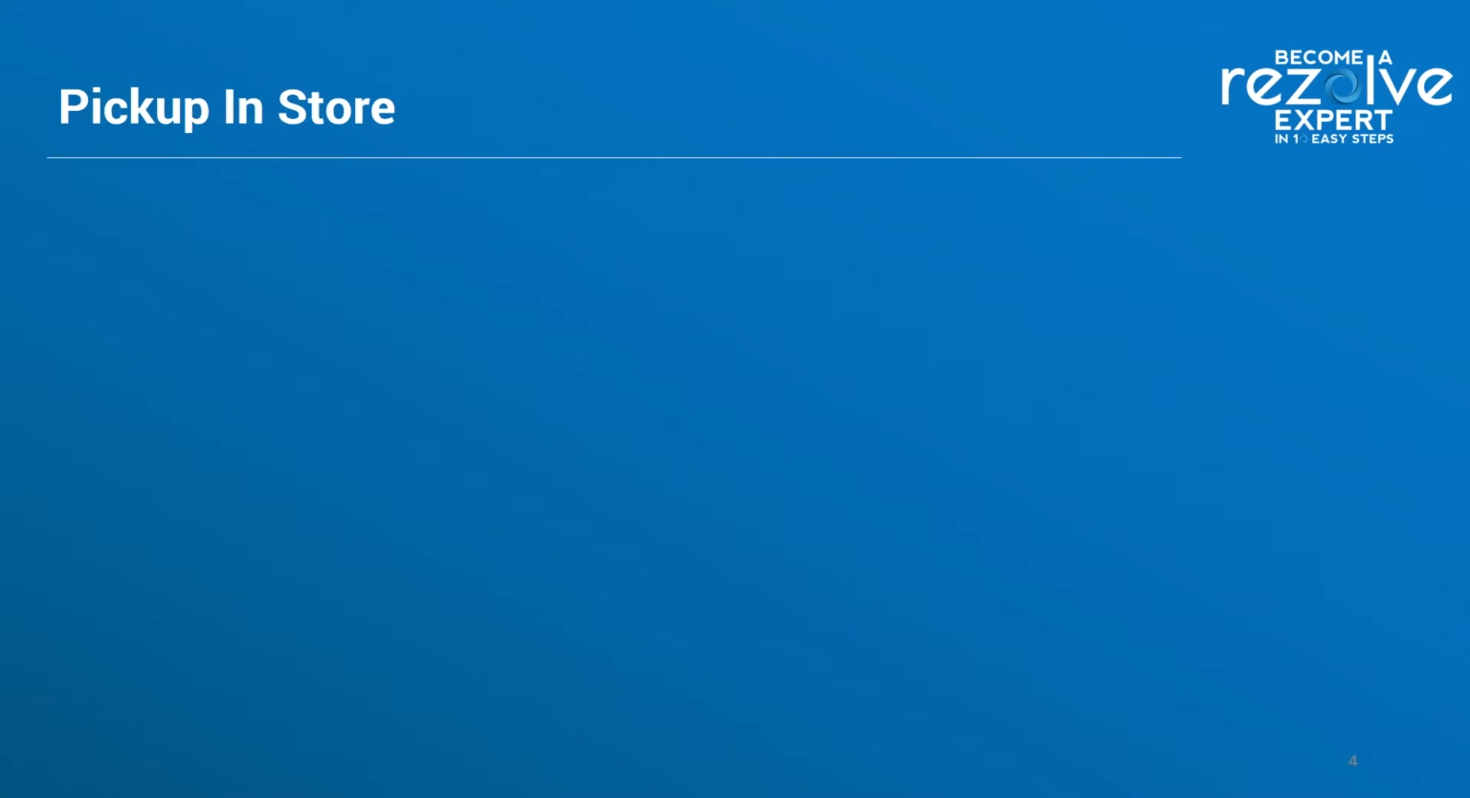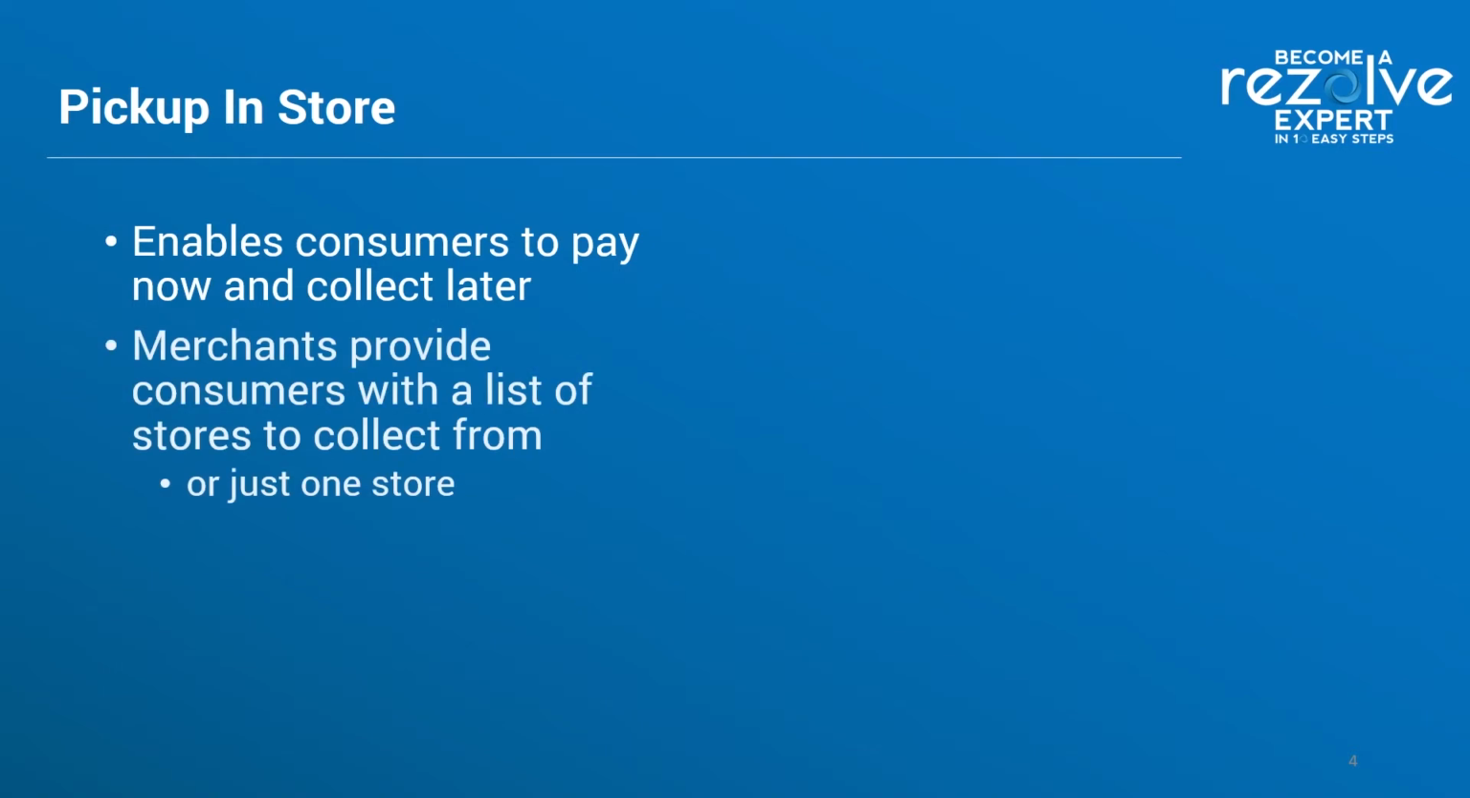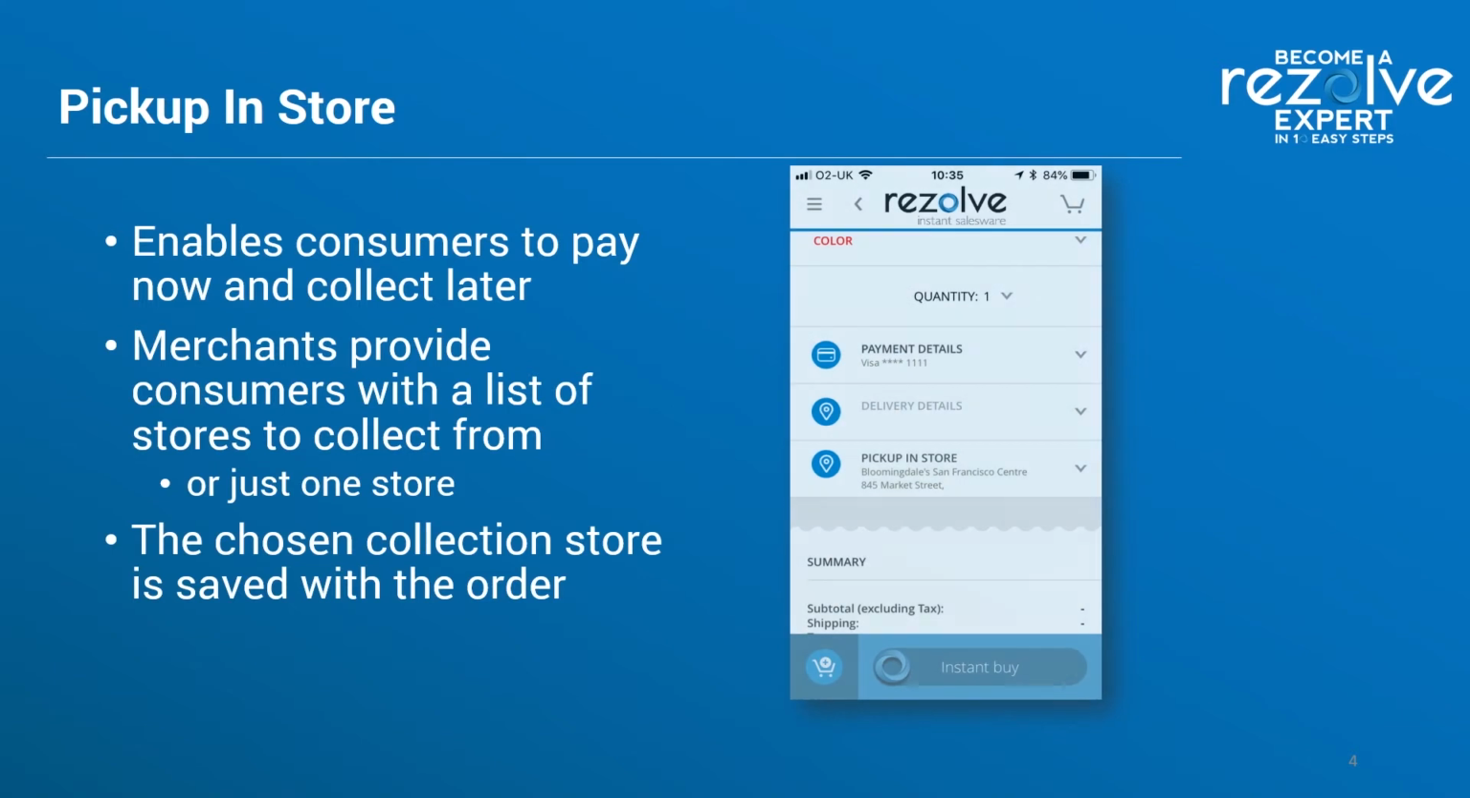Let's talk now about pickup in store, which is the other main shipping option, although it's a collection option, that is available within Resolve. Pickup in store means that consumers can pay for items online, but then can choose to collect them from you, or you might provide them with a single location to collect from, or you may provide them with a whole range of collection locations that they can choose from. And the consumer chooses which one they want, and then those details are saved with the order.